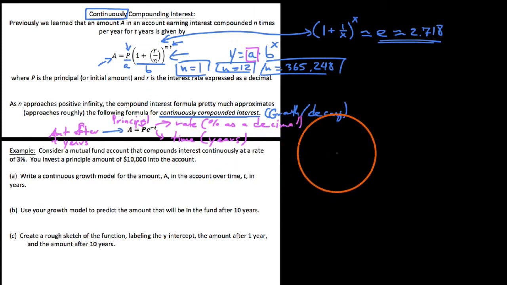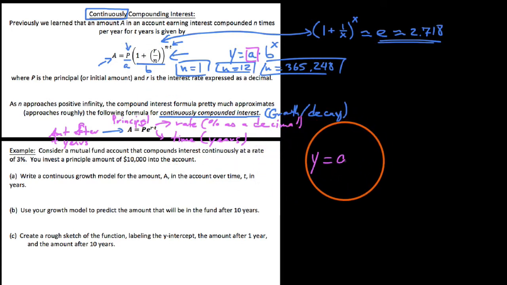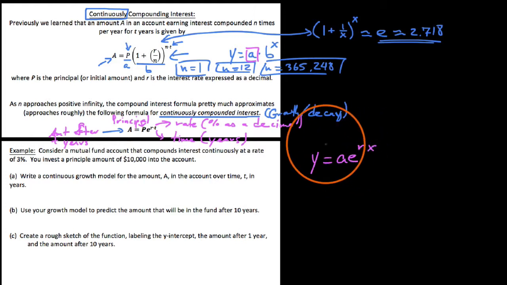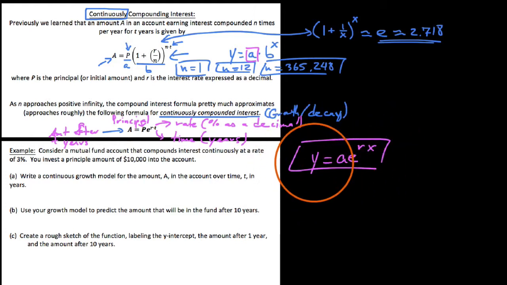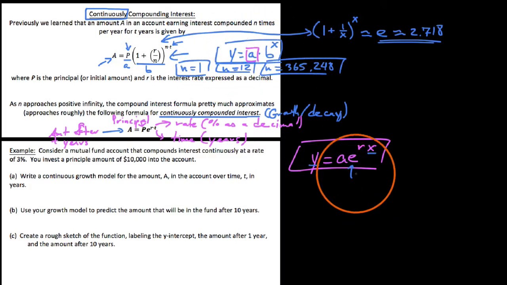But we can always write a continuous growth model by saying essentially y equals A e to the r x, more generally speaking. When you're not talking about money, we don't use amount here and we don't use time here. But this is essentially the same thing. And whenever you use continuous growth, we just assume that the base of this exponential expression here, b, is set equal to this number 2.718, or e.